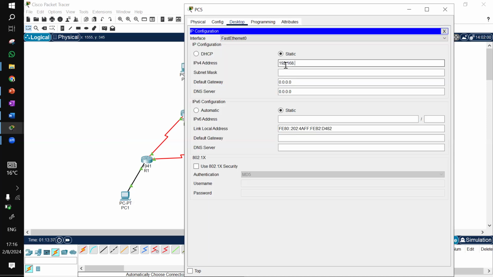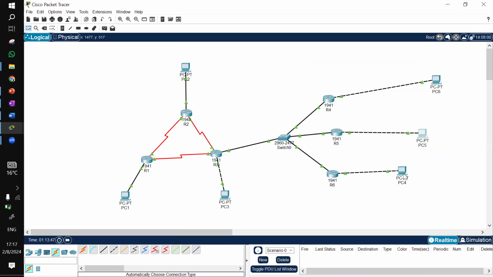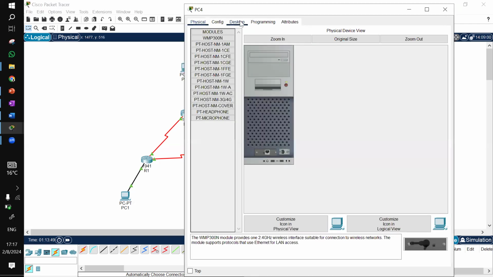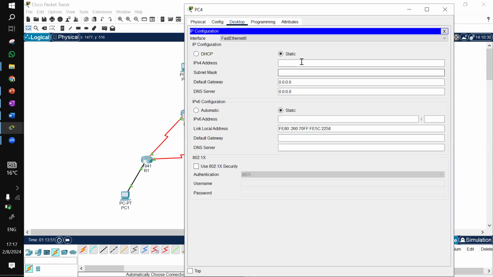192.168.50.10. And this one, I can copy this, paste it right there. This one is done. Then I go to PC4, router number 6, and change here, stick there. I can change here, paste, and then stick right here. Right, done.